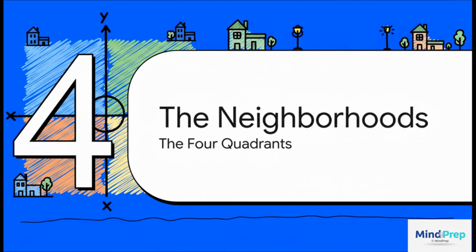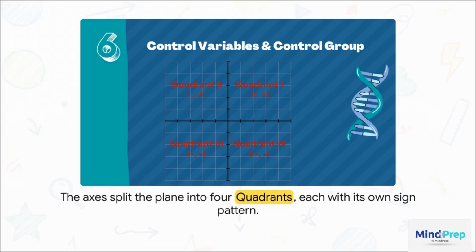So when these two axes cross, something really cool happens. They actually divide our entire map into 4 totally separate sections, or as I like to call them, neighborhoods. These 4 neighborhoods are officially called quadrants, and here's the really clever part. Each quadrant has its own unique style of address, based on whether the x and y numbers are positive or negative. It's kind of like a built-in postal code system for our map.